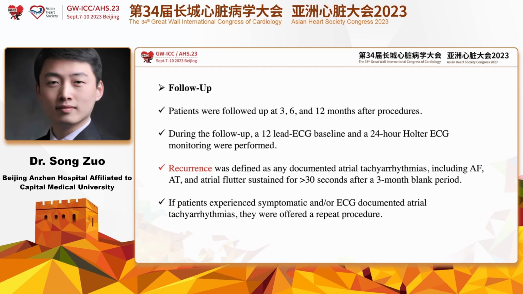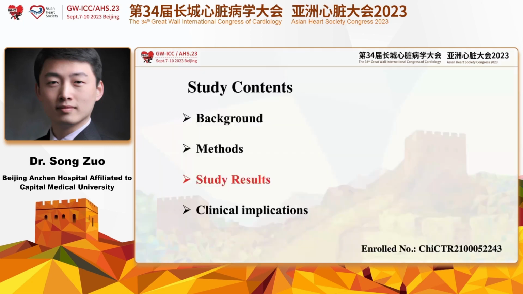During the follow-up, a 12-lead ECG at baseline and 24-hour Holter ECG monitoring were performed. Recurrence was defined as any documented atrial tachyarrhythmia, including AF, AT, and atrial flutter, sustained for more than 30 seconds after a 3-month blank period. If a patient experienced symptomatic and/or ECG-documented atrial tachyarrhythmias, they were offered a repeat procedure. And the third part is the study results.